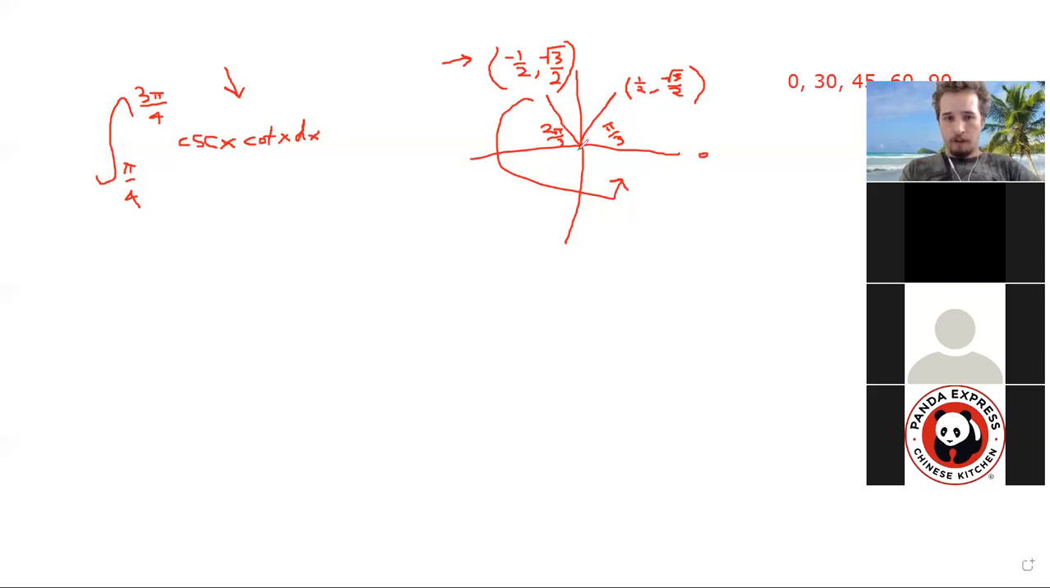So down here, 4 pi over 3. You get negative 1/2 and negative square root of 3 over 2, because it's in the third quadrant and both x and y are negative. Does that make a little bit of sense?